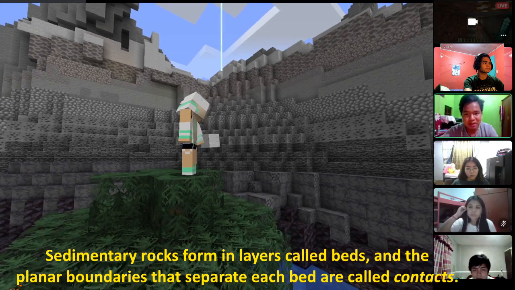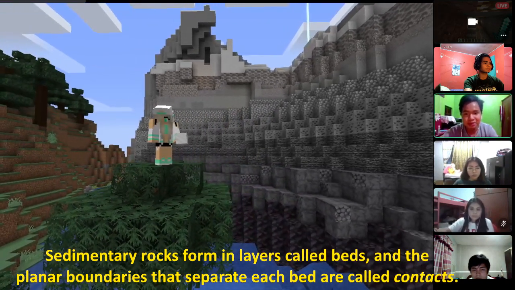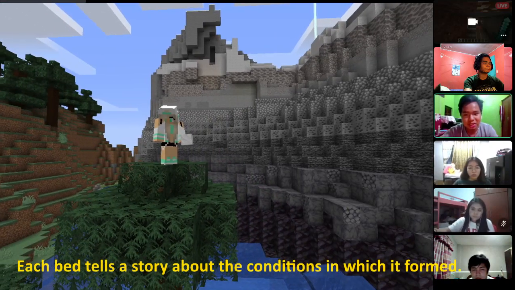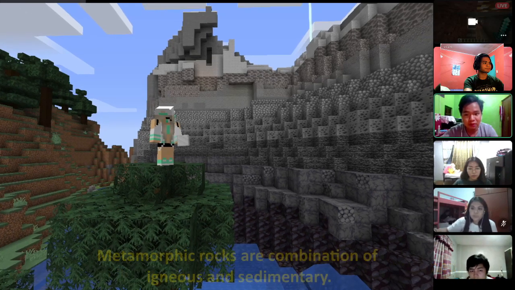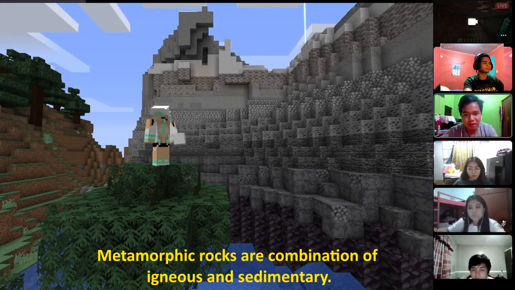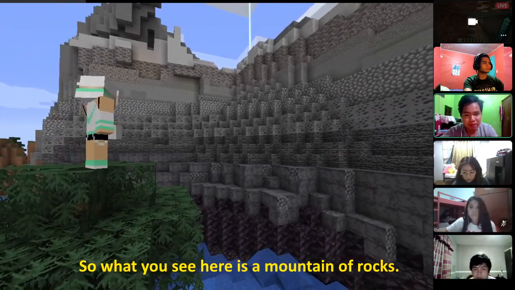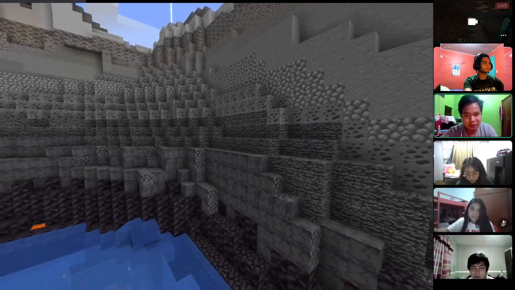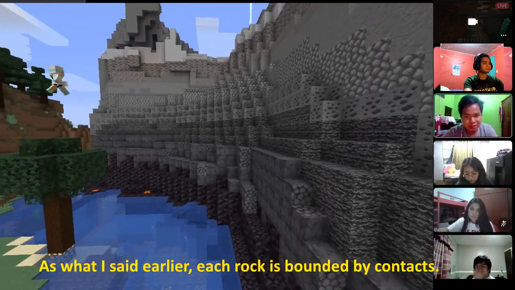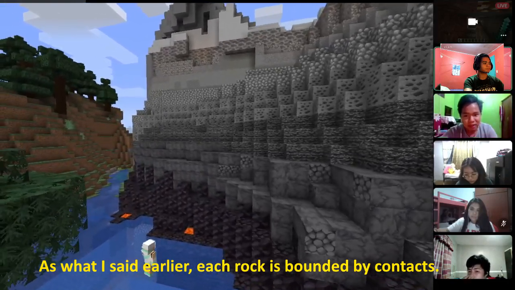Sedimentary rocks form in layers called beds, and the planar boundaries that separate each bed are called contacts. Each bed tells a story about the conditions in which it formed. Metamorphic rocks are a combination of igneous and sedimentary rocks. What you see here is a mountain of rocks. As I said earlier, each rock is bounded by contacts.